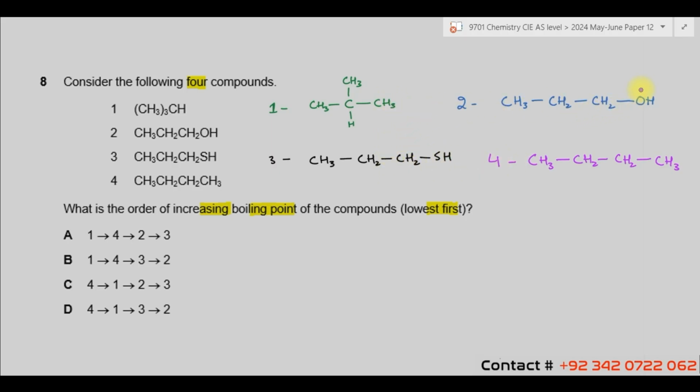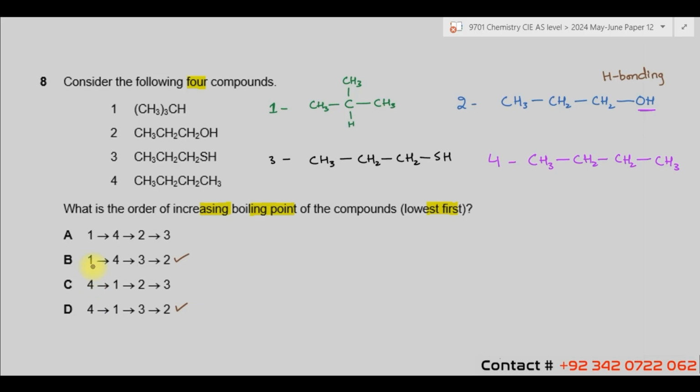So we can see in the second one we have electronegative oxygen, which is directly bonded to hydrogen. Because of the presence of this, there must be hydrogen bonding. And hydrogen bonding is the strongest intermolecular force of attraction, so this must have the highest boiling point because the others do not have any fluorine or oxygen or nitrogen directly bonded to a hydrogen atom. So 2 must be the highest.